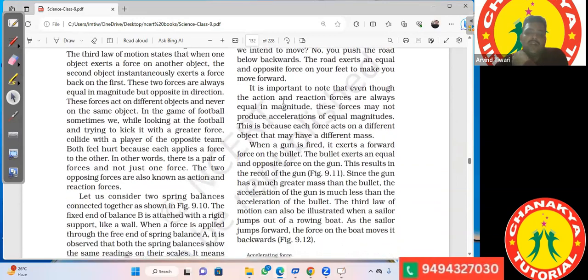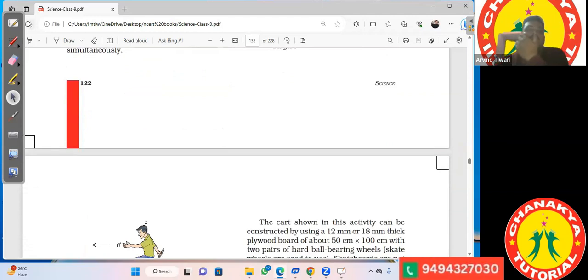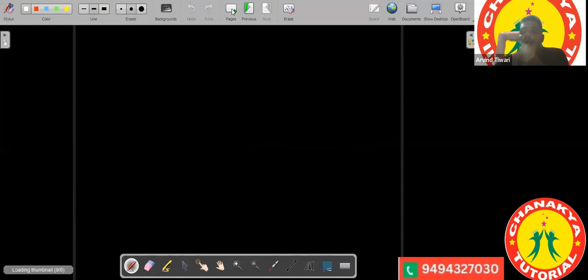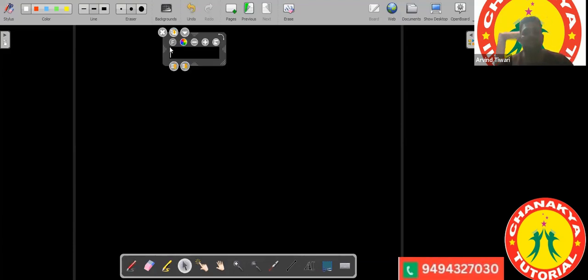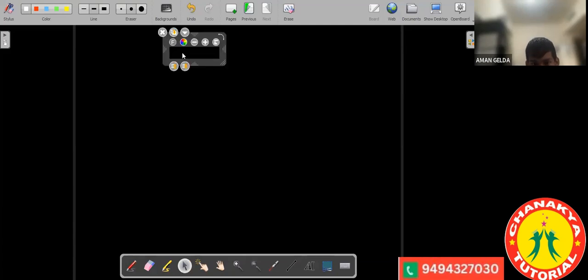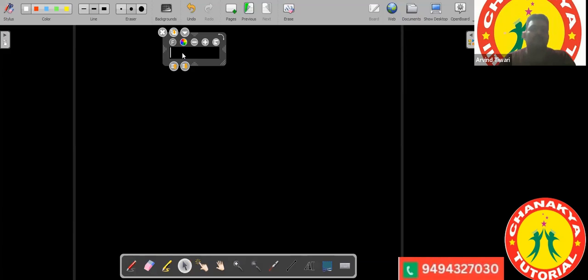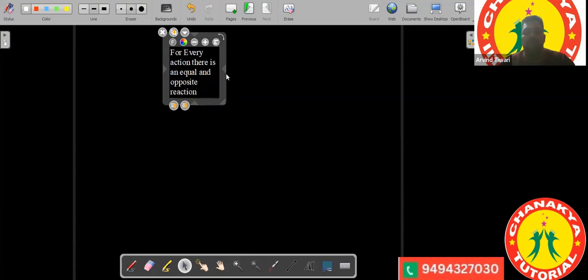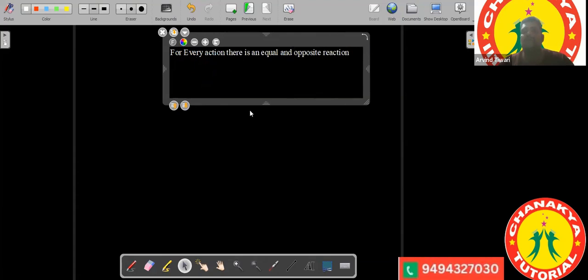Okay. Now we move to the third law of motion. Aman, what does the third law state? Sir, every action has an equal and opposite reaction. Okay. For every action, there is an equal and opposite reaction. So this is the statement of the third law, that for every action there is an equal and opposite reaction.